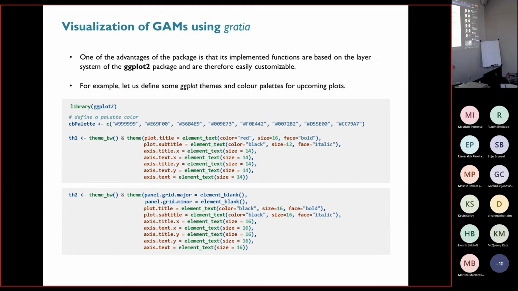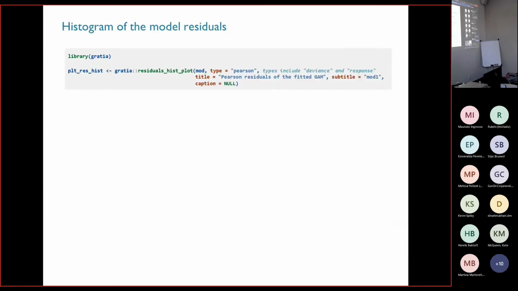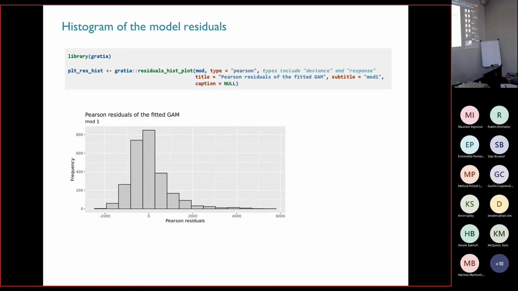For example, like this one, I have defined before. For other plots, the theme is 2, but I think I confused something here. Anyway, we have two themes that we will be using, and then a palette of colors that we can define from the base color scales. Here we have model diagnostics using the histogram of the model residuals. With the residuals plot function, we can plot the model deviance residuals in this case, but we can change to deviance and response. We can also add a title and a subtitle, but we haven't customized further, so we have only this base gratia plot.